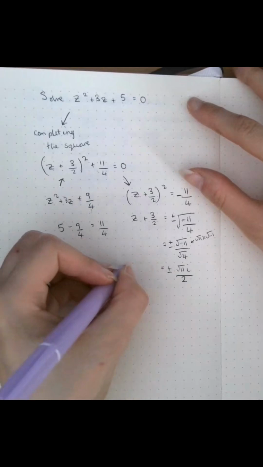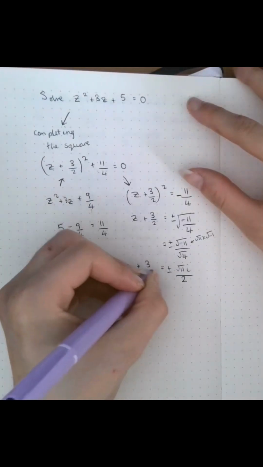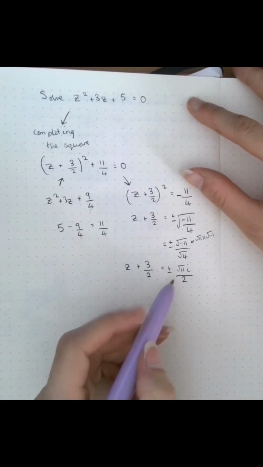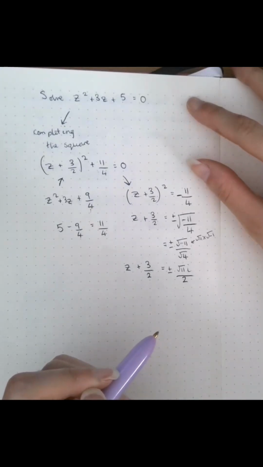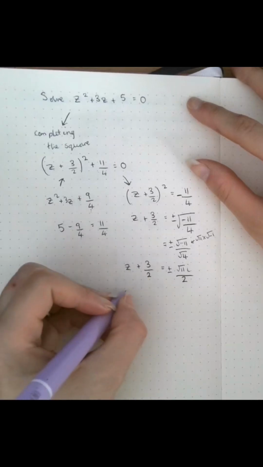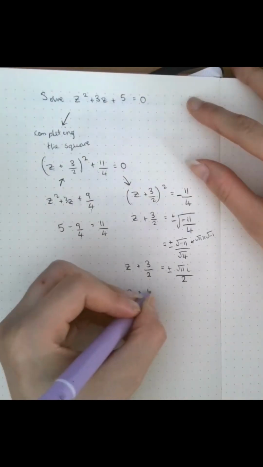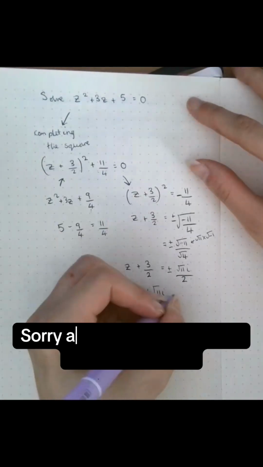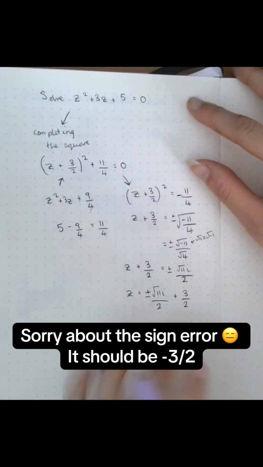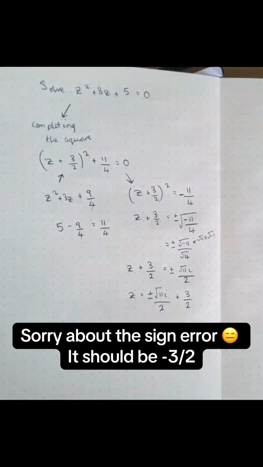So now I can say that z plus 3 over 2 becomes plus or minus the square root of 11 over 2i. So then let's just take away the 3 over 2. So z is equal to plus or minus root 11i over 2 plus 3 over 2. And if you wanted to, you could swap those around so the real bit comes first and the imaginary bit second, but it shouldn't matter.